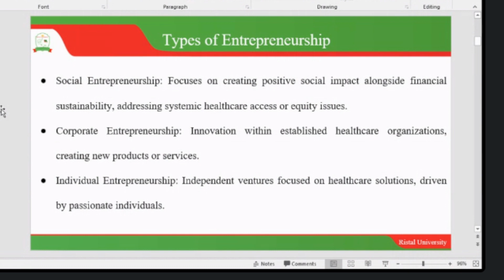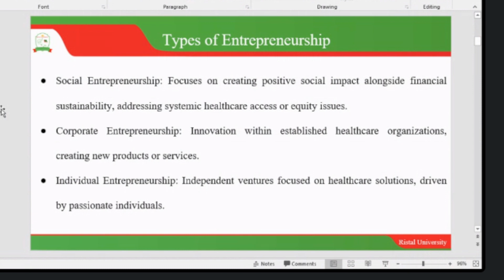Then individual entrepreneurship is what is common when you set up a community pharmacy, when you set up a dispensary in your area, when you set up a clinic, when you set up a private hospital, then what you're doing is individual entrepreneurship.